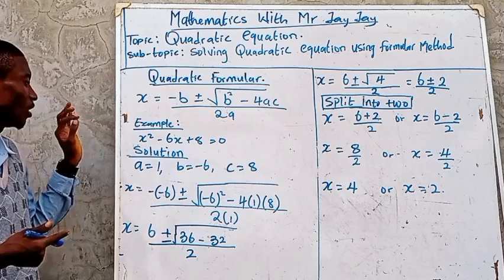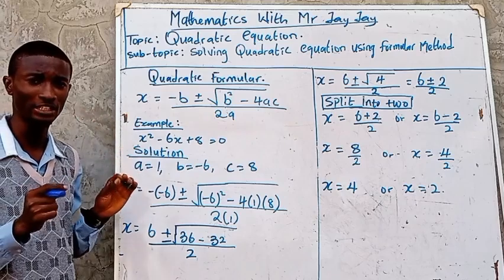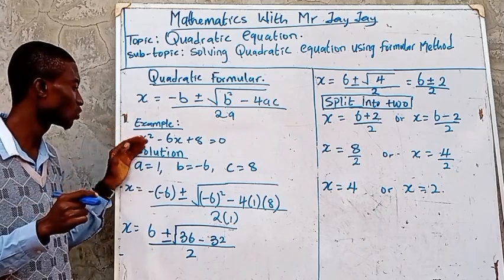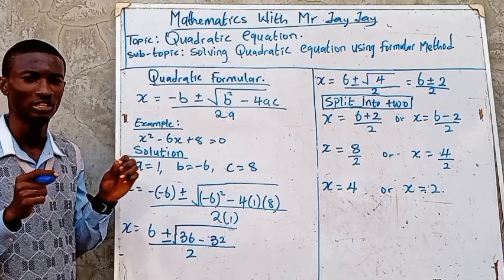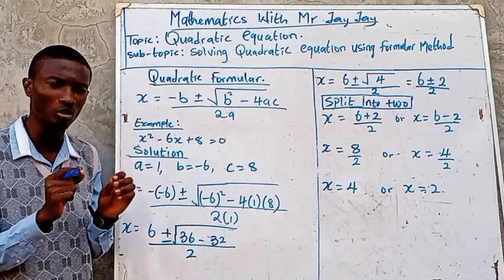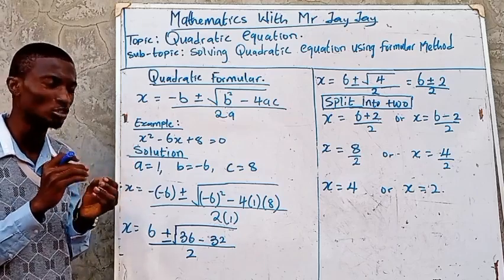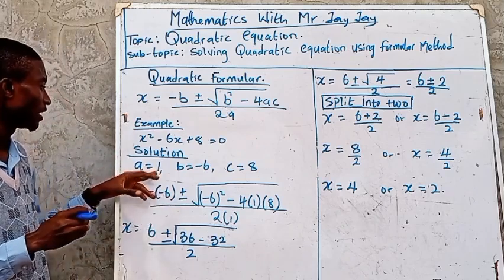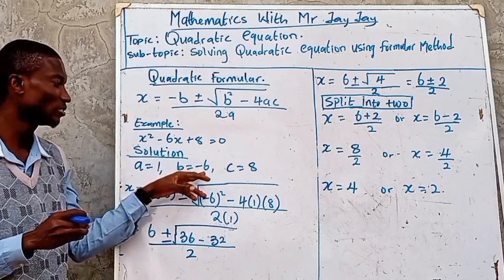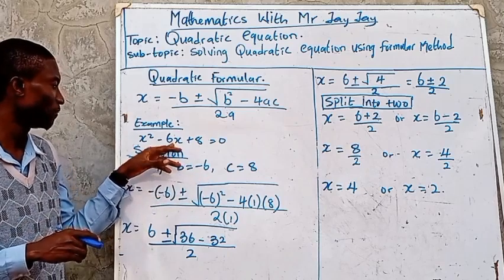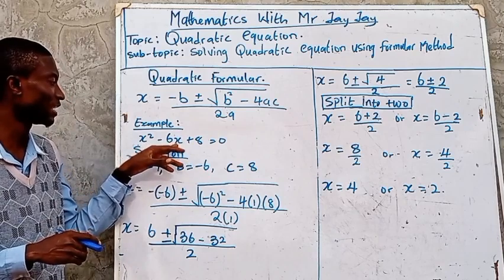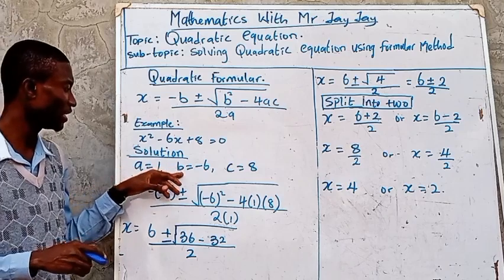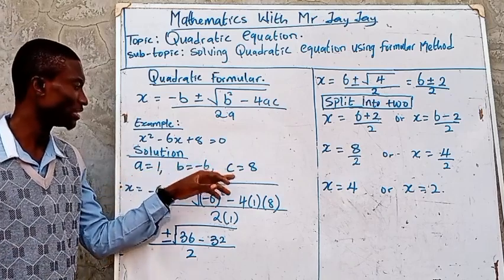Now, as soon as you have identified the coefficients, it's important for you to substitute them into the quadratic formula. Our a is 1, our b is minus 6. Please take note of this, minus 6, because it's not just 6 that is standing behind it, it's minus 6. So our a is 1, our b is minus 6, our c is 8.